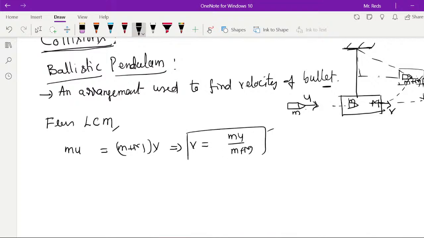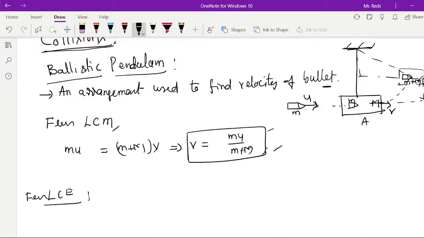This is, by knowing the initial velocity of the bullet you can find out the common velocity after collision. If you want to find the velocity of the bullet, here we have to use the law of conservation of energy. From the law of conservation of energy, total energy of this system just after the bullet strikes is equal to the total energy of the system at this point. You can take this as point A and this as point B.